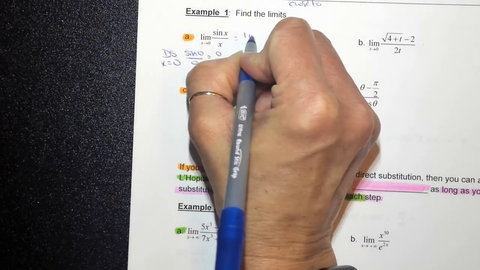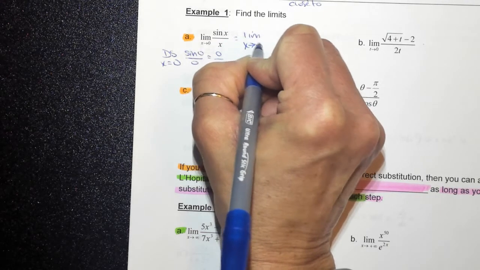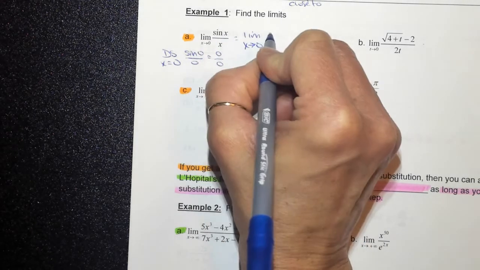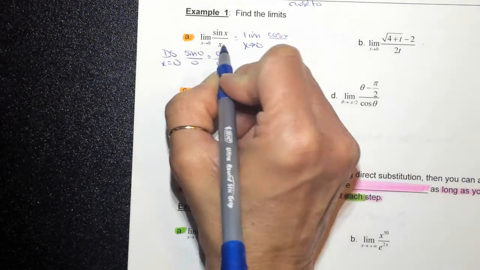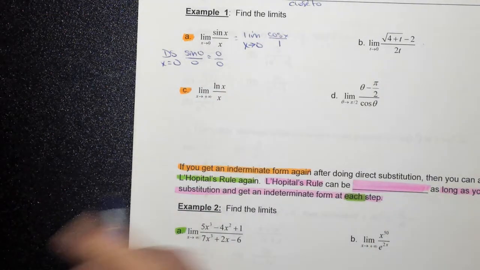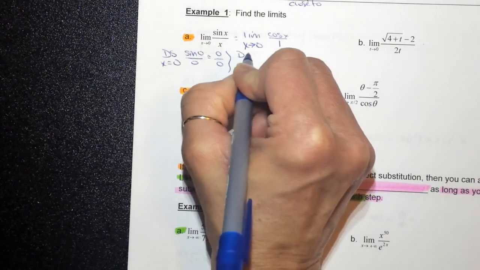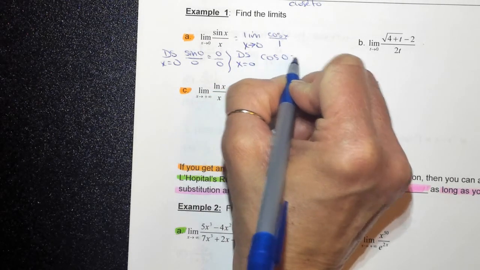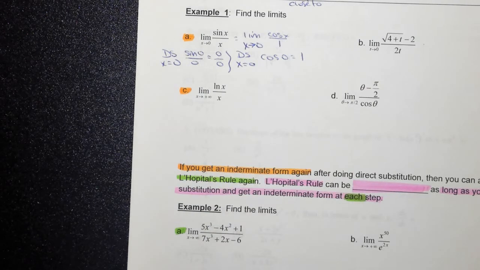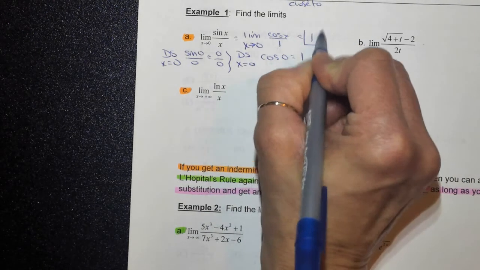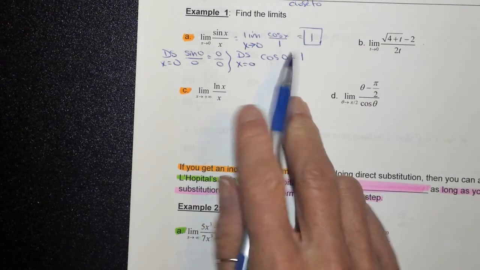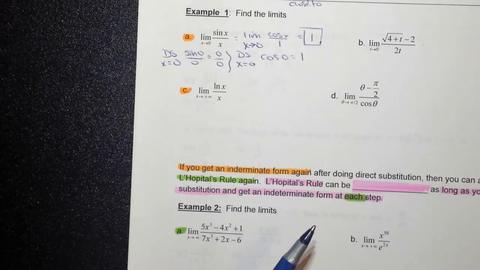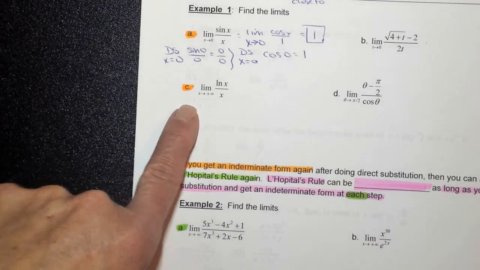So I've got the limit as x approaches 0. The derivative of sine is cosine. The derivative of x is 1. Try direct substitution again, when x is equal to 0. Cosine of 0 is equal to 1. You're done. That's your answer. If you go back to your concept cards, you're going to see that this is in there. Let's take a look here.